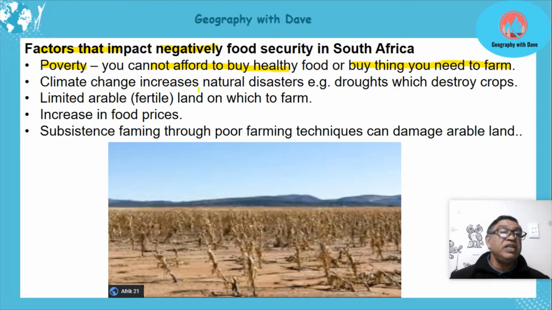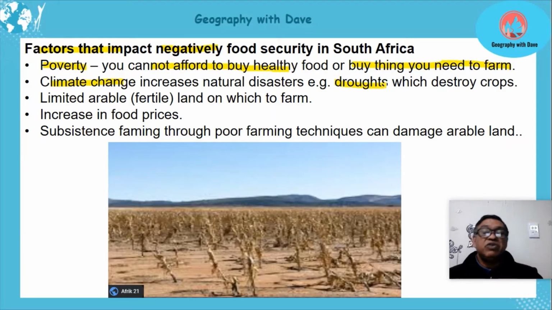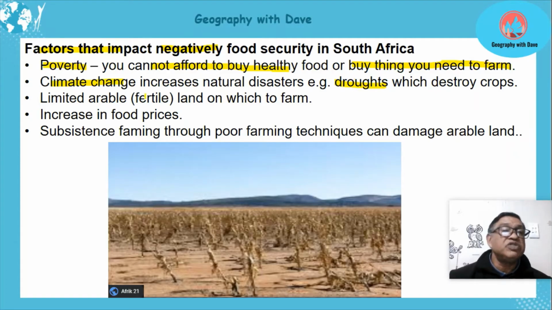Another one, climate change. At the moment, learners, drought is a huge problem in our country, which destroys crops. We have periodic droughts. Recently, we had one where it caused so much damage. You remember even the Western Cape was totally dry, about a year or so ago. This is a serious problem. And what is climate change doing? It's making the problem worse. So it causes these natural disasters like droughts, which mess up food security.